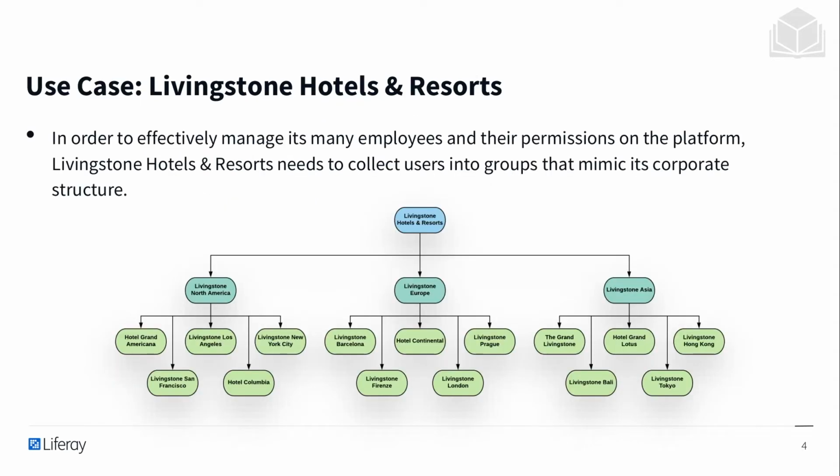The use case is for the Livingston Hotels and Resorts. In order to effectively manage its many employees and their permissions on the platform, Livingston needs to collect users into groups that mimic the corporate structure. Underneath the Livingston Hotels and Resorts tier, we have the locations for Livingston. They have North America, Europe, and Asia. And for each one, they have unique names and hotels for their regions. So using Liferay organizations, we can place the regions and the hotels underneath those regions into their respective organizations.